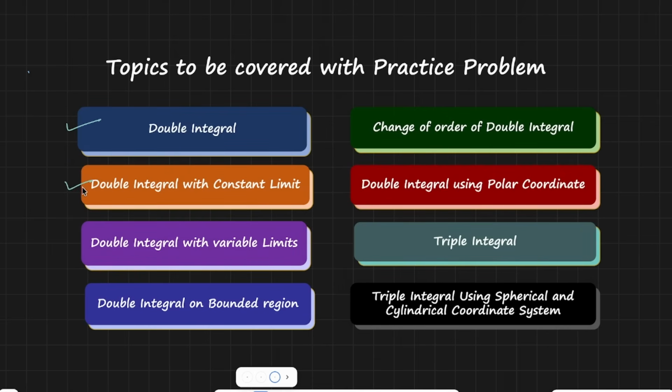Let's say double integral with constant limits, then double integral with variable limits, and double integral on a bounded region, where we'll see how to find the double integral for that also. Then change of order of integration, double integral using the polar coordinate system, and then triple integral, and after that triple integral using spherical and cylindrical coordinates. I will explain the topic and then I will start the practice problems.